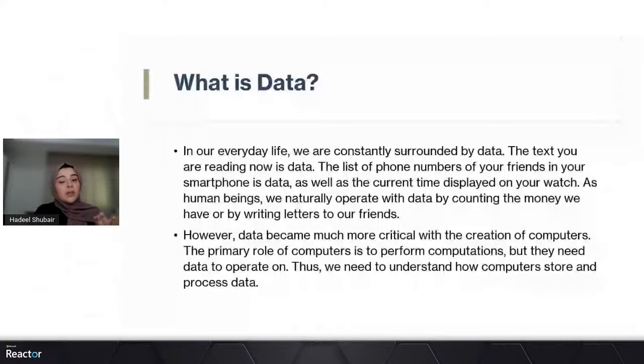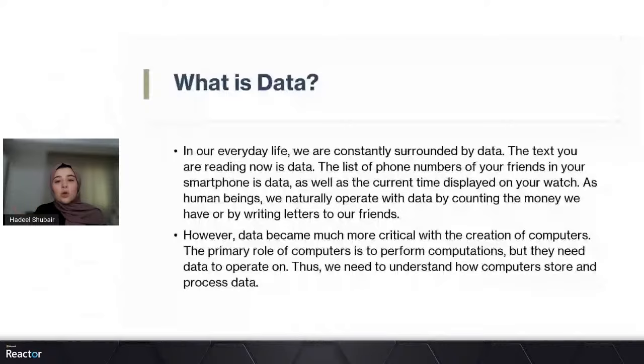For example, the text that you're reading here on the screen today, this is data. The list of phone numbers you have on your phone is data. So anything basically that you have around you on your smartphone, using videos, images, searches, web clicks, sensors, you have data. So data is literally everywhere.